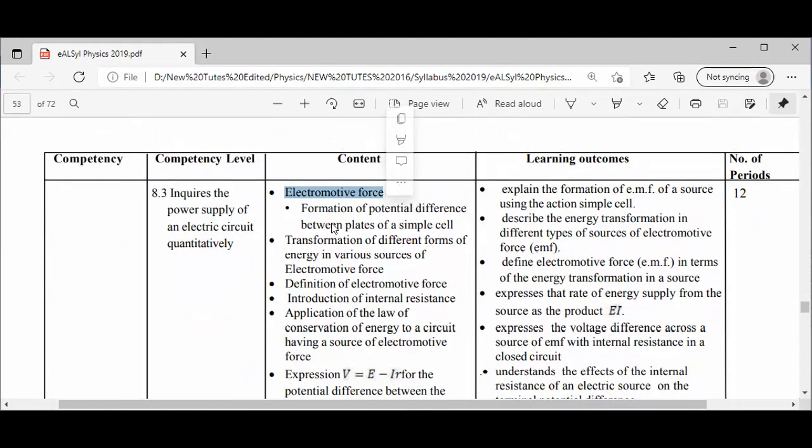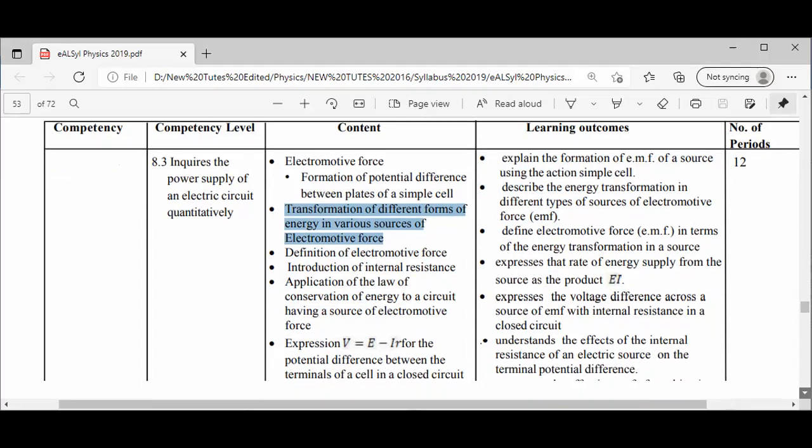We have explained the formation of potential difference between plates of a simple cell. So it is something related to chemistry, but I'll explain it next week. So even next week, I'll give you the full syllabus. Let's discuss it. Transformation of different forms of energy, the various sources of electromotive force. What are the different forms of energy, the sources of electromotive force? Right. For even that, I should give you a note.